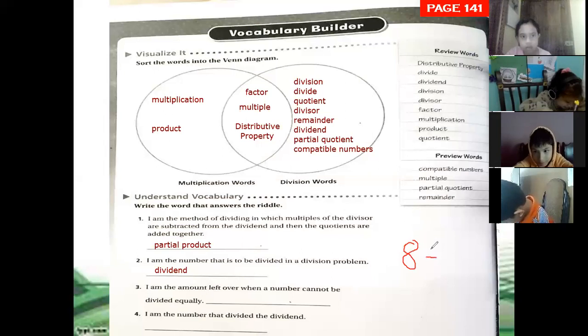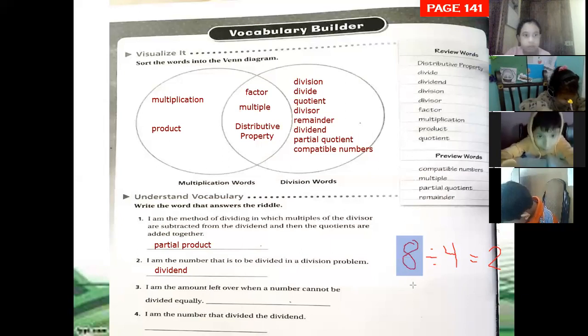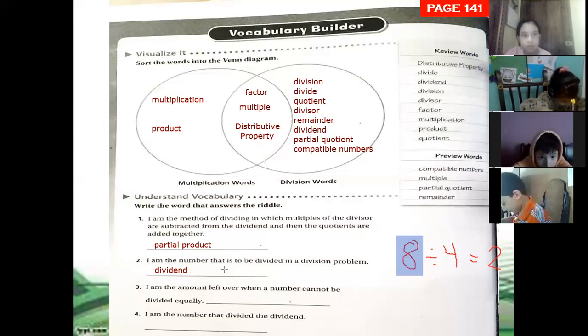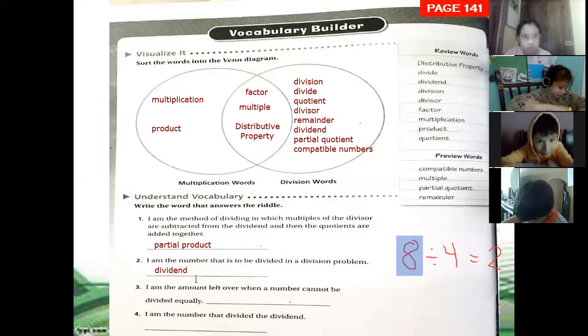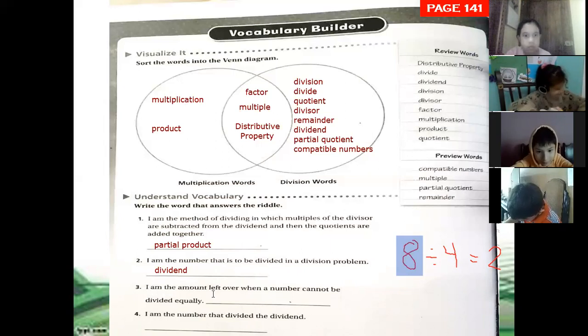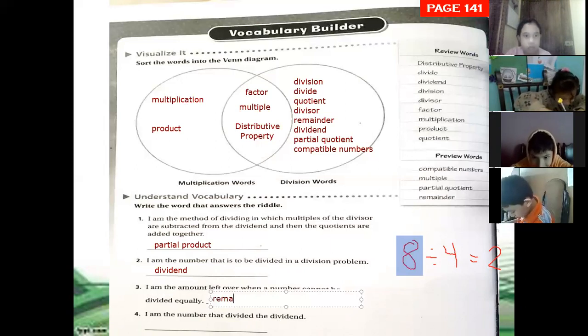For example, 8 divided by 4 equals 2. So this one is the dividend. Because it says I am the number that is to be divided in the division problem. So I am the dividend, this number. The number 8 is the dividend. So in a division, that's the greatest number. The dividend is the greatest number. The next one, I am the amount left over when a number cannot be divided equally. That's remainder.